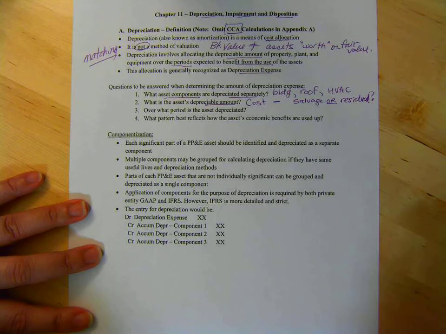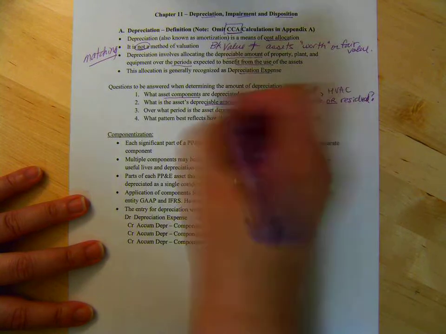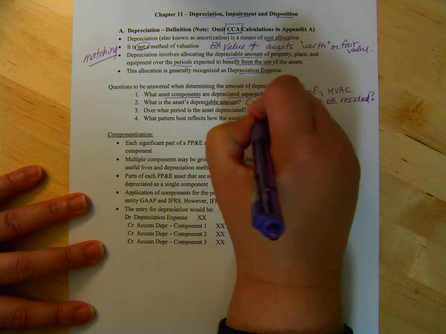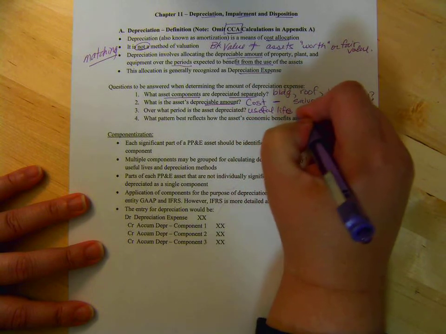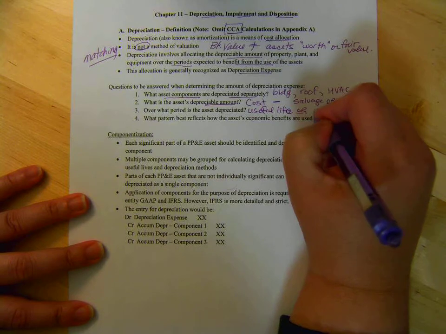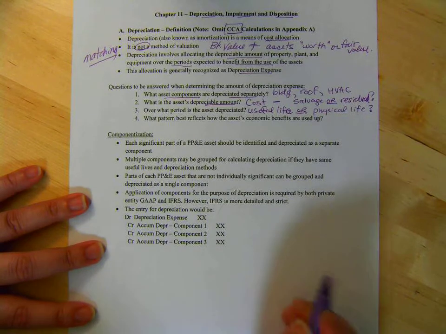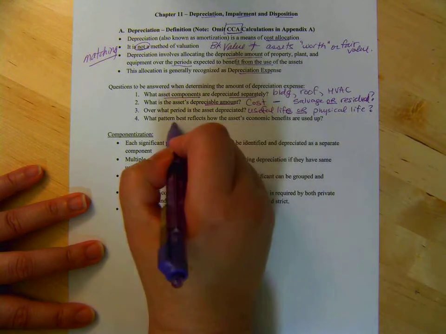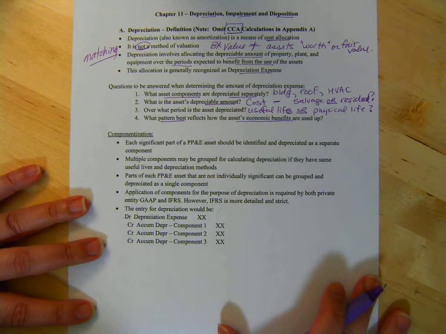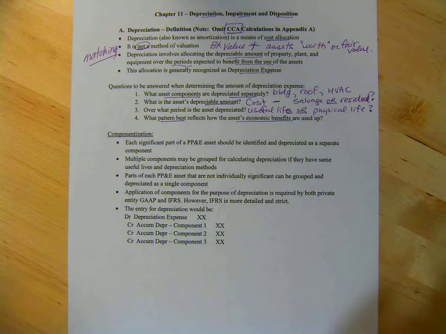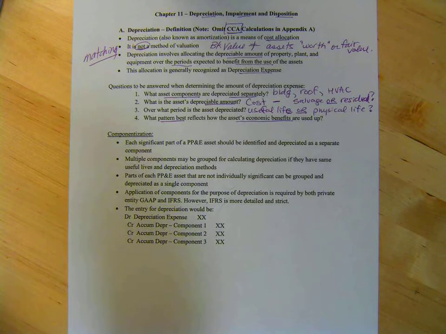Okay? And again, we're going to talk about all these things. Over what period is the asset depreciated? So are we talking useful life? Or physical life? And what pattern best reflects how the asset's economic benefits are used up? Okay, so when you're going to depreciate, picking a method, figure out some of the things we have to estimate. Those are the questions you're going to look at as we go through this chapter.